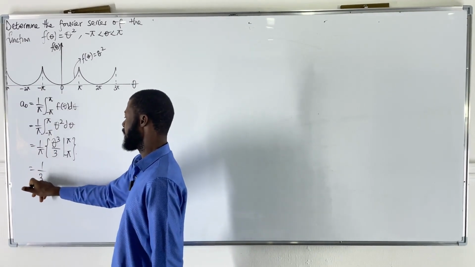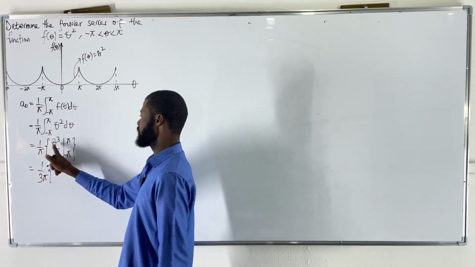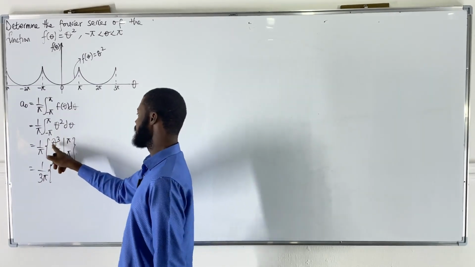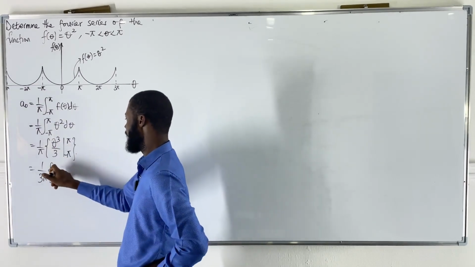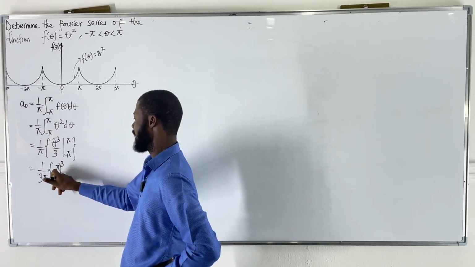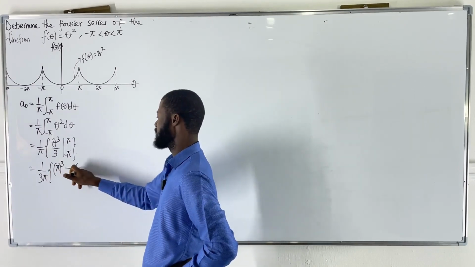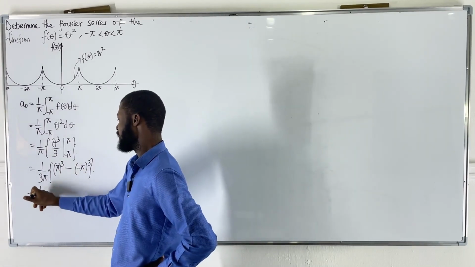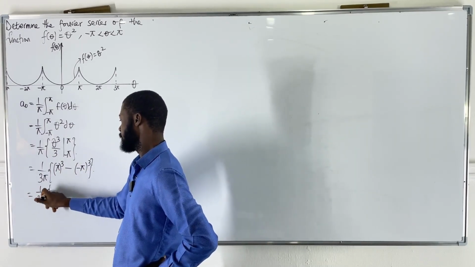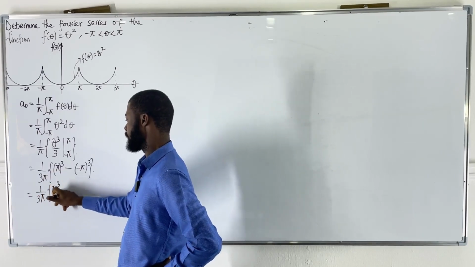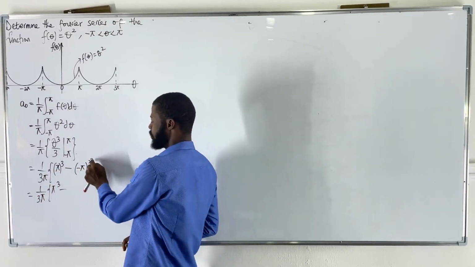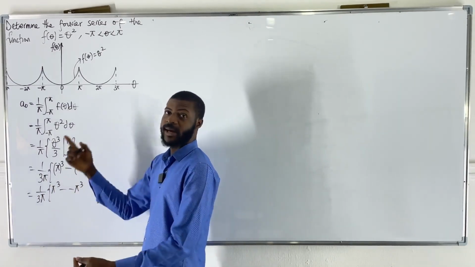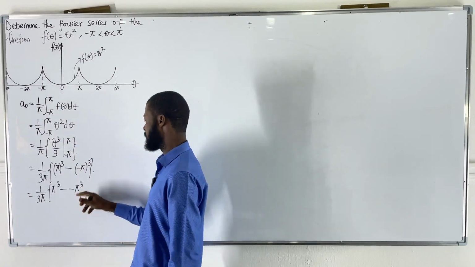So this is 1 over 3 pi, and then this is theta cubed. So anywhere I see theta, I'm going to be putting pi. So theta cubed will then become pi cubed. This is for the upper limit, minus the lower limit, which is minus pi cubed. So this is 1 over 3 pi. Now pi cubed minus minus pi cubed. Yeah, minus pi times minus pi times minus pi is minus pi cubed.